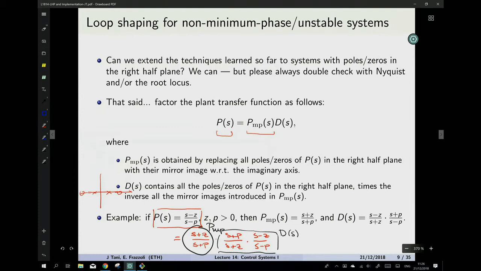What can we observe of D of S? And then we'll even say why we're calling it D among the many letters of the Latin alphabet. So what can we observe about this D of S? It's basically of the kind S minus Z over S plus Z, S minus P, what is it? S plus P over S minus P, right? So it's like ratios of the same poles and same zeros, but just symmetric with respect to the imaginary axis.